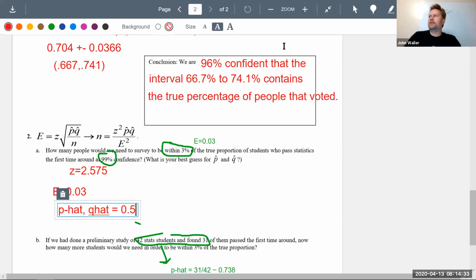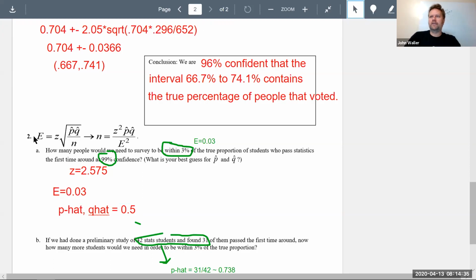So go ahead and plug that in the formula here. Now we've got everything we need. Not that formula, this one. We know what z is, we know what p hat and q hat are. We're assuming them to be 50%. We know what e is, 0.03. Plug in the formula and see what you get. Don't tell me anything yet.